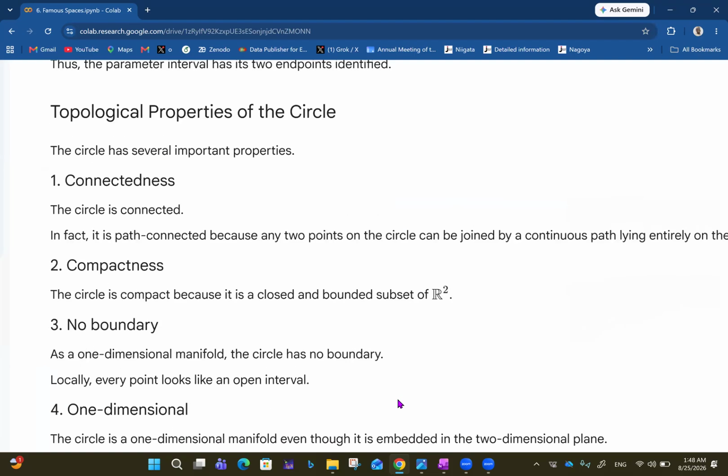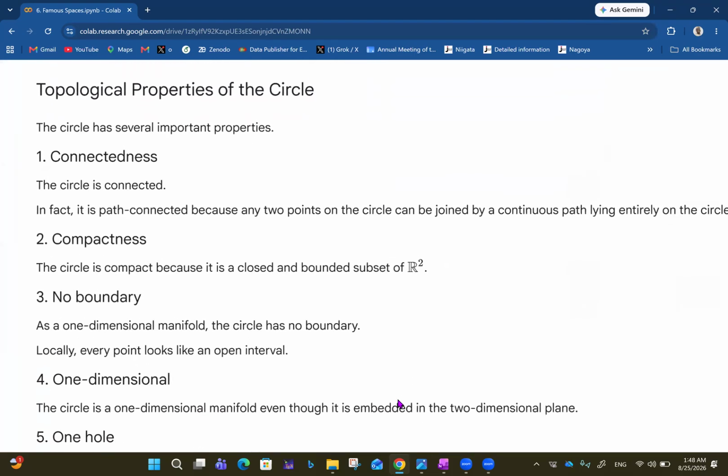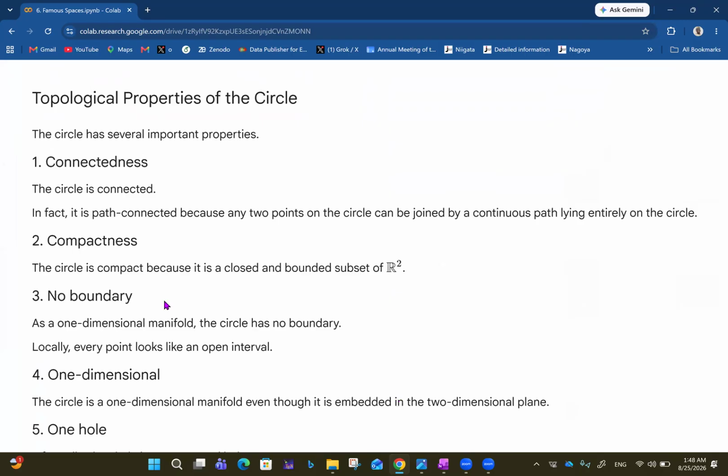So let's look at the topological properties of the circle. The circle has several important properties. First of all is the connectedness. The circle is connected. In fact, it is path connected because any 2 points on the circle can be joined by a continuous path lying entirely on the circle. So for any circle, mark any 2 points on the circle. You can draw a line along the circle to join these two points. Then there's compactness. The circle is compact because it is a closed and bounded subset of R squared.